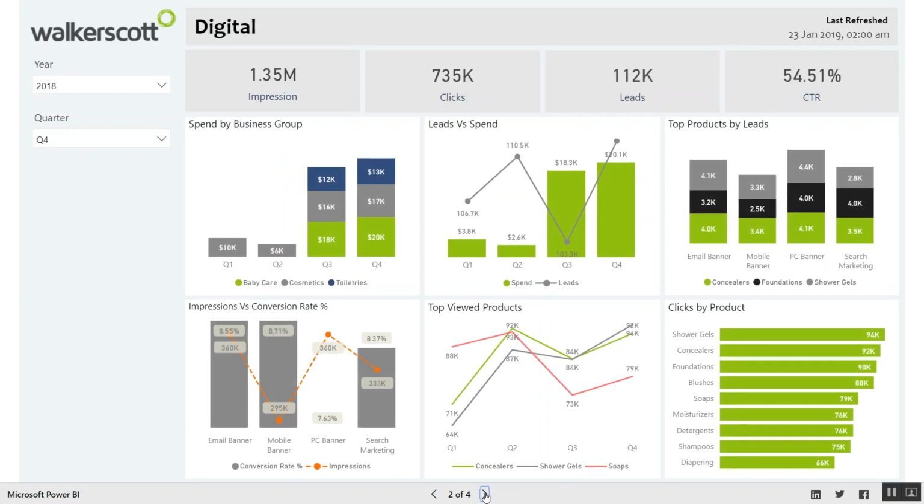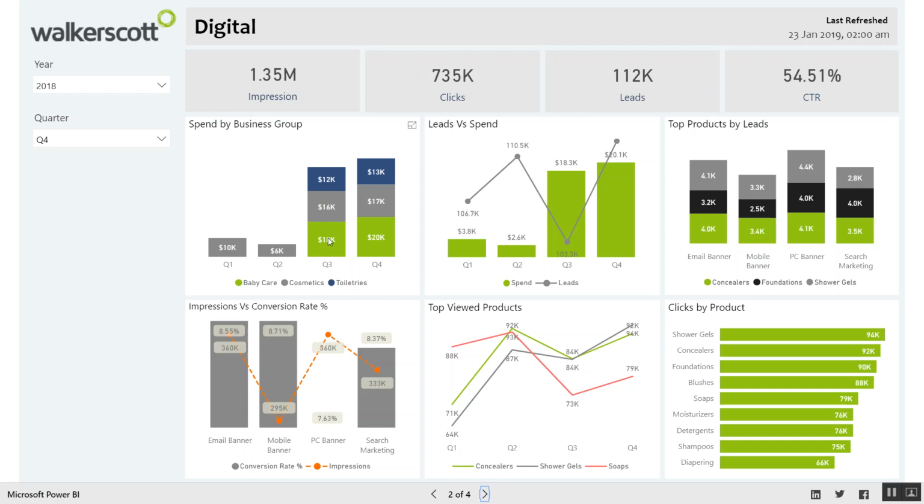So we get our digital leads here. Again, we've got our same filters, so we can choose different periods. Again, we've got our cards, so we get that nice consistent look, so users know exactly where to look. We've got our impressions, which flow through to our clicks, how many leads, and what our click-through rate is. So again, how successful are we at getting people onto the page, and what do they do once they get there?